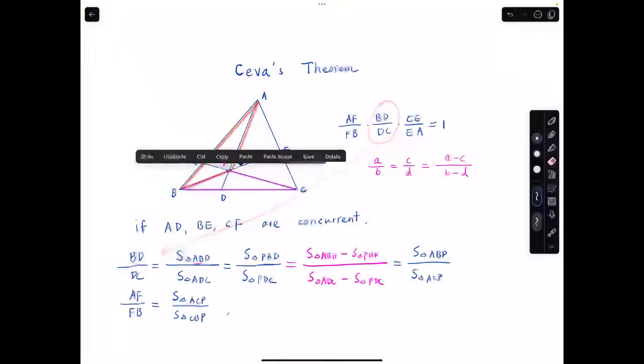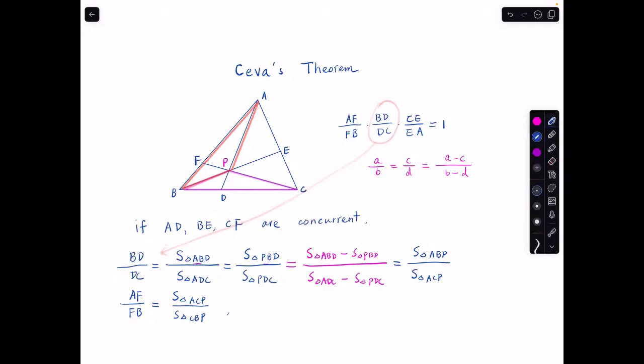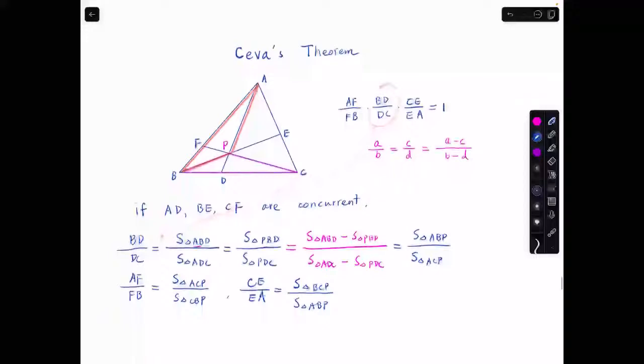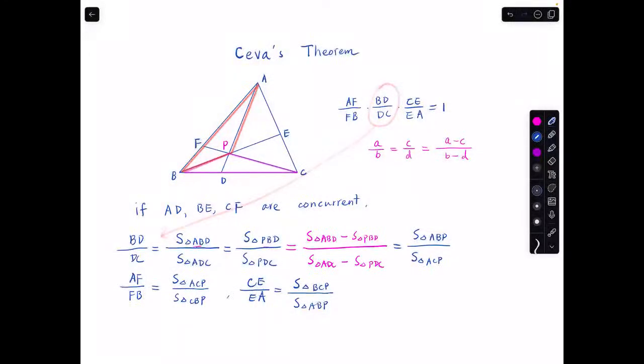Okay, so that would be the ratio. So let's write it down here. CE over EA would equal the highlighted area, which is going to be the area of BCP over the area of ABP. Okay, so when you multiply the three quantities together, let's do that.